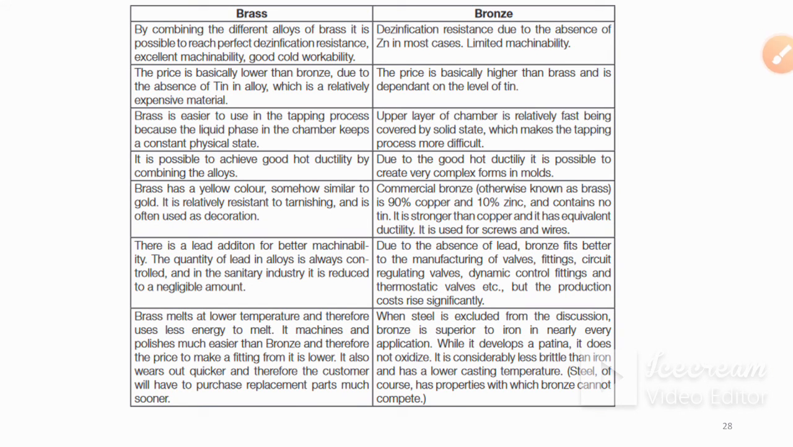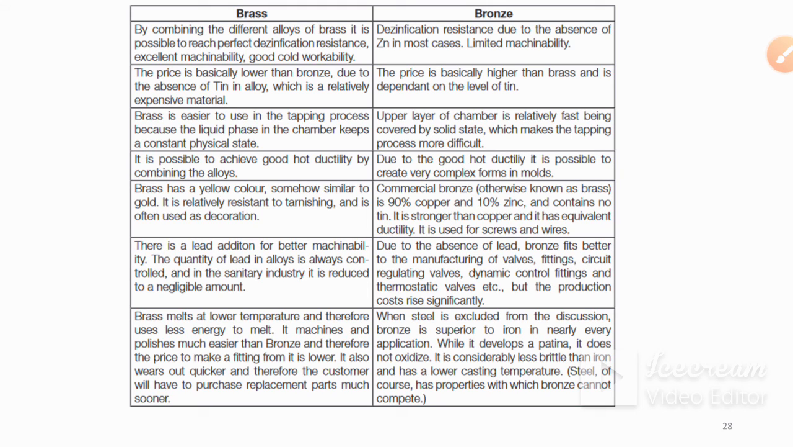Now, the basic difference between brass and bronze. First, brass. By combining the different alloys of brasses, it is possible to reach perfect dezincification resistance, excellent machinability, and good cold workability. Dezincification resistance due to the absence of zinc is in most cases limited machinability. Basically, brass has high machinability and bronzes have low machinability. Bronzes are difficult to machine as compared to brasses, so brasses are easily machined.